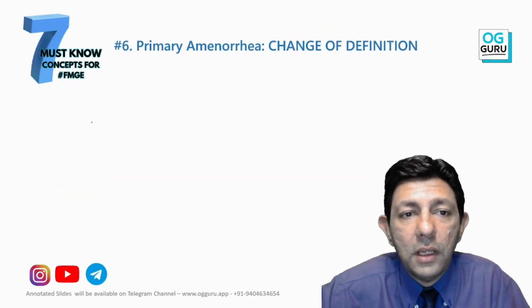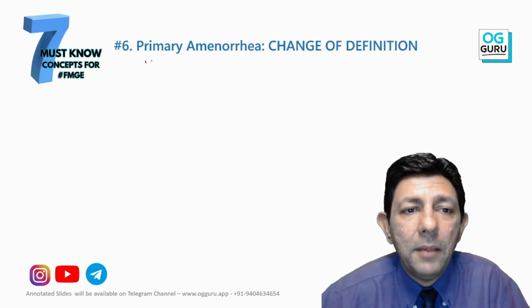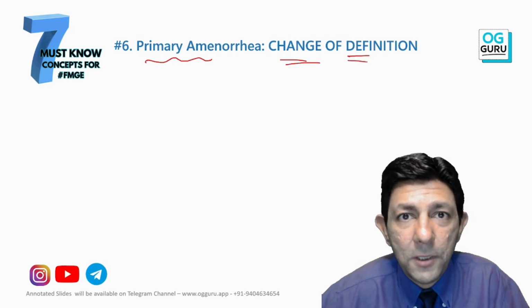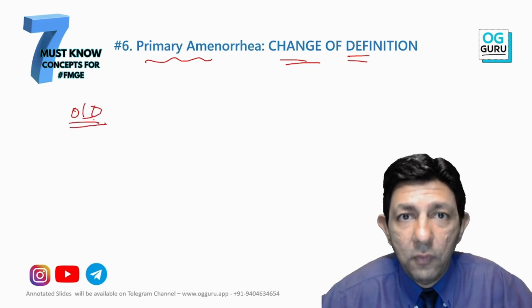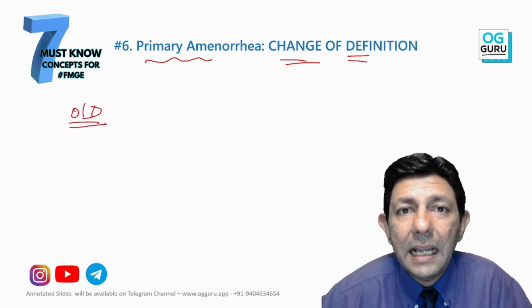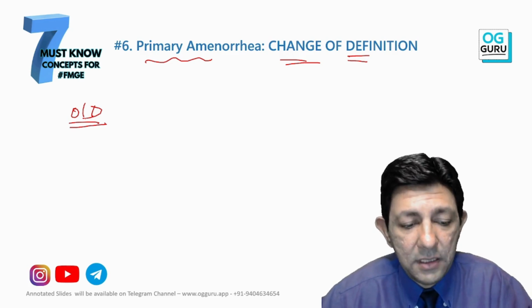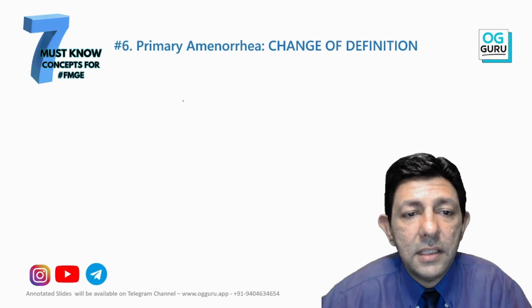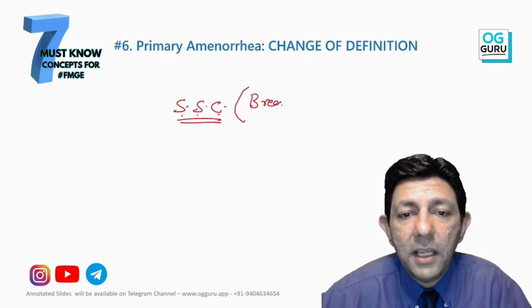Okay. Moving on to the next important topic, students, surely I'm expecting this question. Primary amenorrhea, the definition has changed and you surely need to keep this in mind. So very quickly, the old definition was, please understand this, that if the axillary hair, pubic hair, and breast development are present, then you call these secondary sexual characters. What is secondary sexual characters? SSC is my short form for secondary sexual characters.